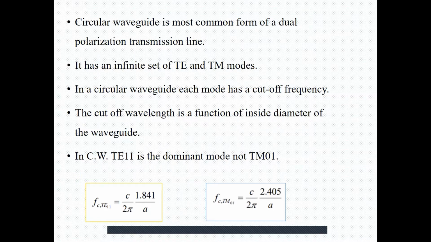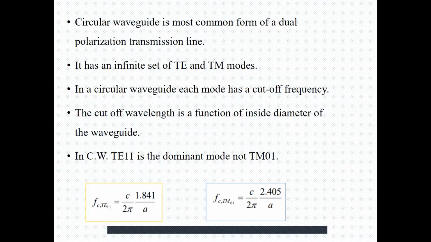There are some properties of the circular waveguide. The circular waveguide is the most common form of a dual polarization transmission line, and it has an infinite set of transverse electric and transverse magnetic modes. In a circular waveguide, each mode has a cutoff frequency. The cutoff frequency is a function of the inside diameter of the waveguide. So the cutoff frequency depends on the diameter of the circular waveguide.